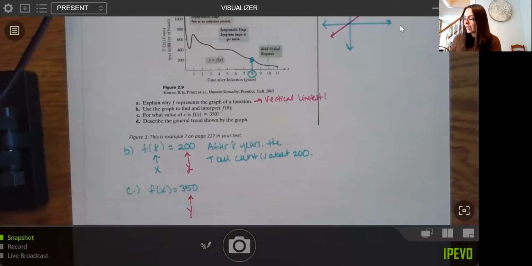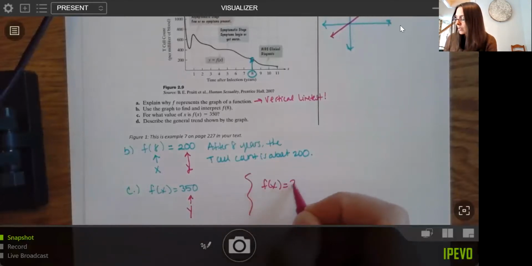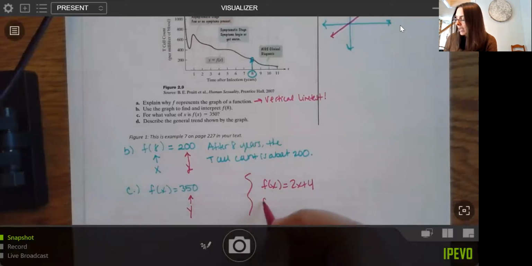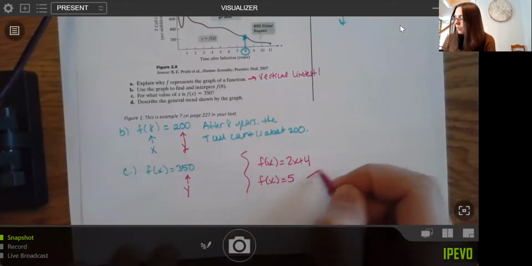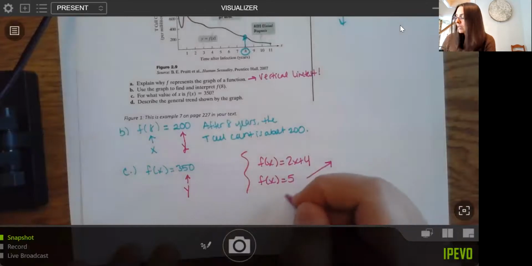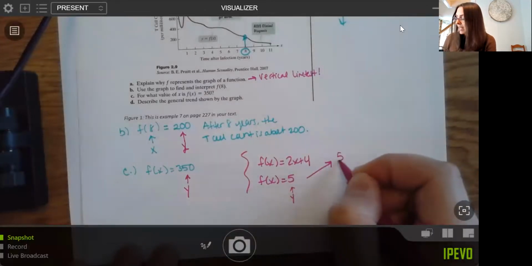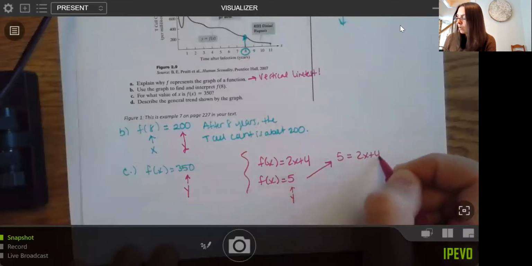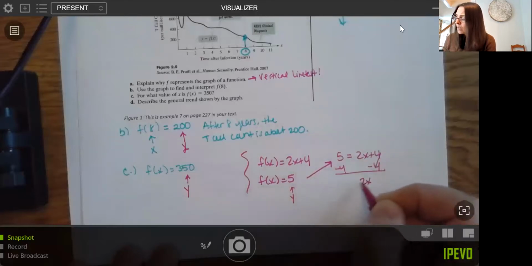If you ever have an example like this, so let's say your function was f of x equals 2x plus 4, and you were asked to find f of x equals 5, for instance, then what you're going to do is remember that this is your y value, and you're going to go ahead and set that whole function equal to 5 in this case. And then you would keep solving.